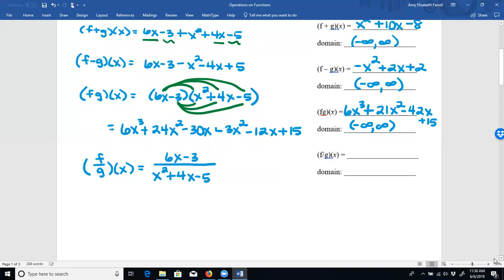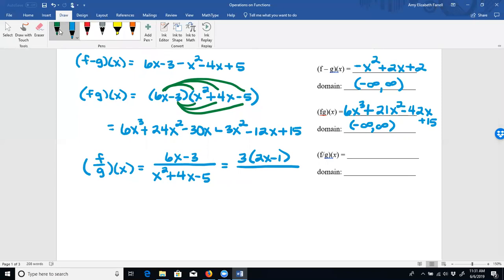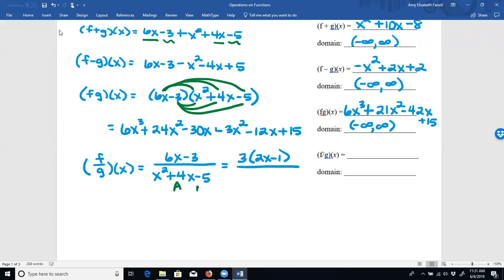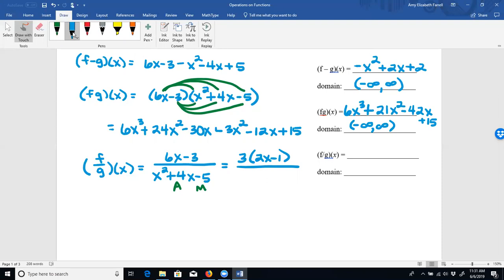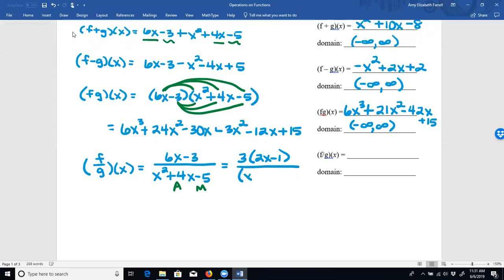And if we could simplify this, we'd want to. I can tell it's not going to simplify, but I'll show you. It does factor, both the numerator and denominator factor. So from the numerator, I can take out a 3, and I've got 2x minus 1. From the denominator, I've got a trinomial, and I can factor it by looking for two numbers that add to 4 and multiply to negative 5. So those two numbers would be a positive 5 and a negative 1.